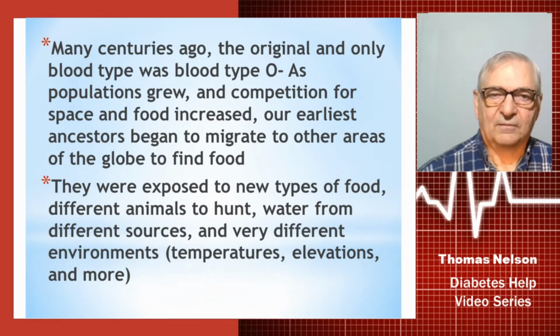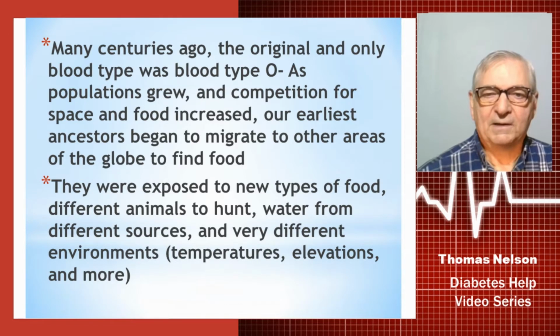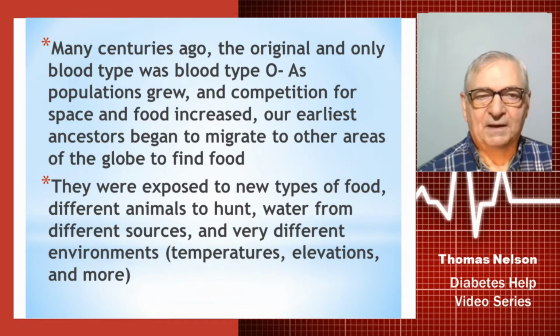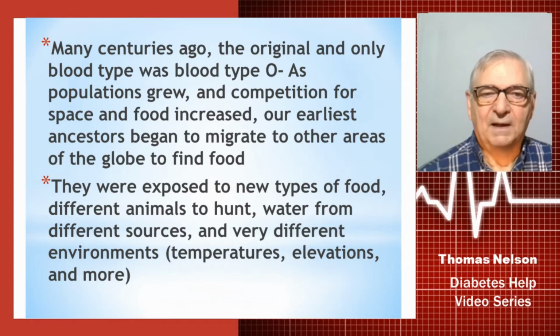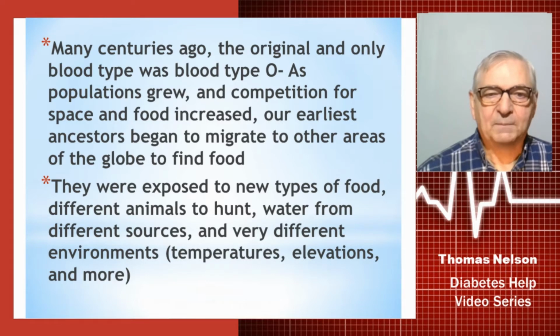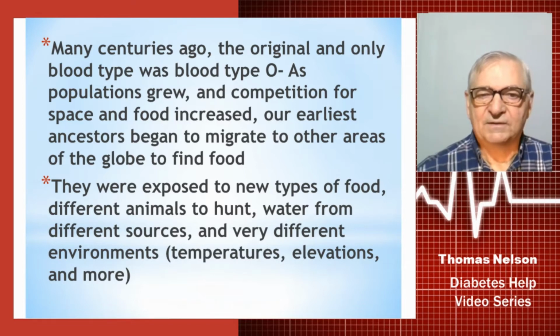Many centuries ago, the original and the only blood type that was known was blood type O. And as population grew, competition for space and food increased, our earliest ancestors began to migrate to other areas of the globe to find food and shelter. They were exposed to new types of food and different animals to hunt, different water to drink from different sources, and a very different environment, temperatures, elevations, and more.